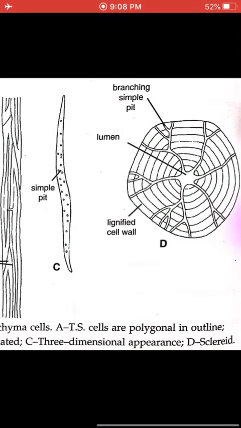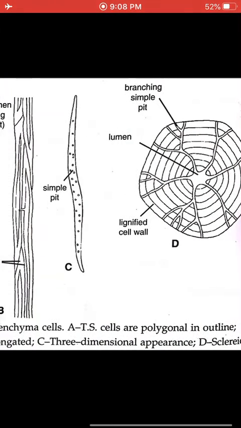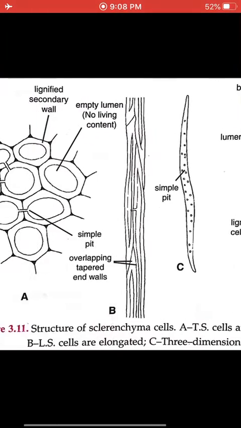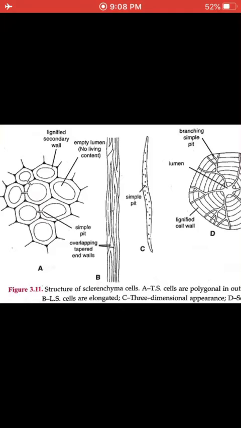So this is the lignified structure. The presence of lignin is clearly visible in the structure. Various kinds of cells are there. So sclerenchyma consists of dead cells and fibers, due to which they provide mechanical support.